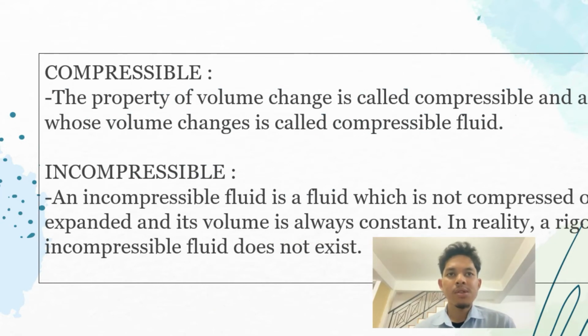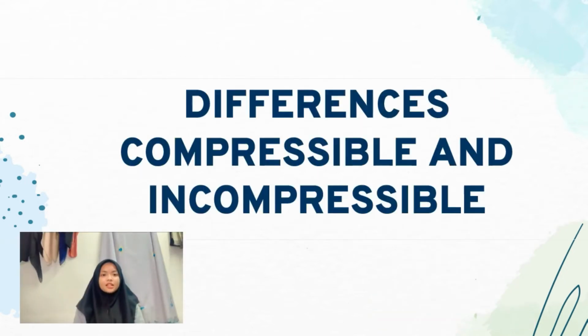Compressible: the property of volume change is called compressibility, and a fluid whose volume changes is called a compressible fluid. Incompressible: an incompressible fluid is a fluid which is not compressed or expanded, and its volume is always constant. In reality, a rigorously incompressible fluid does not exist. Next is the difference between compressible fluid and incompressible fluid.